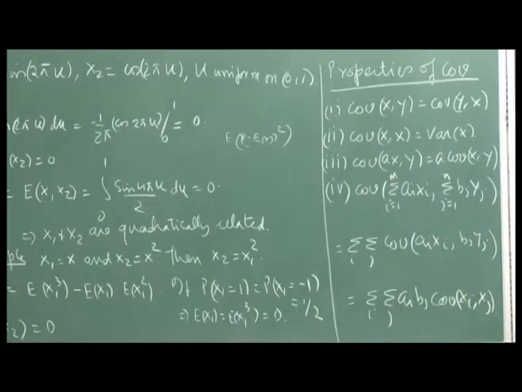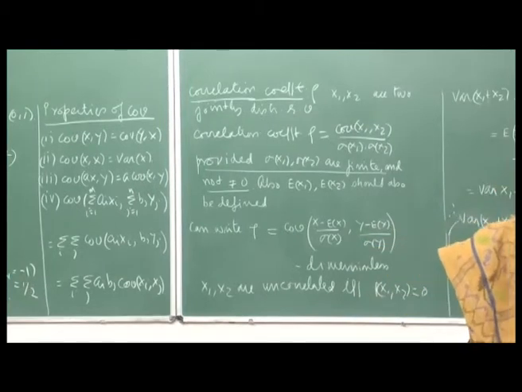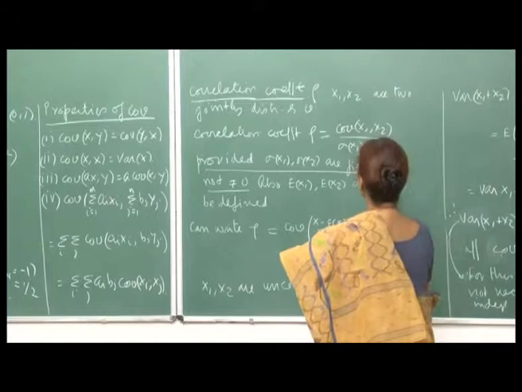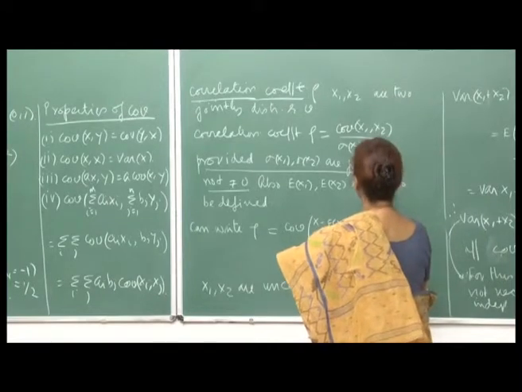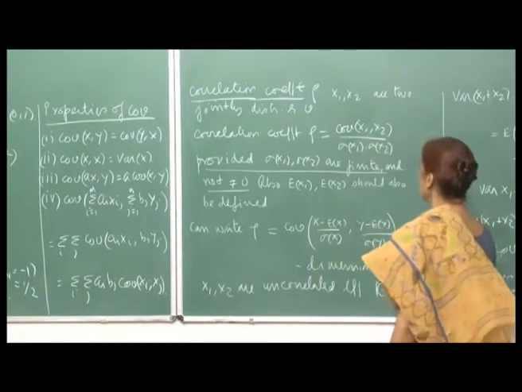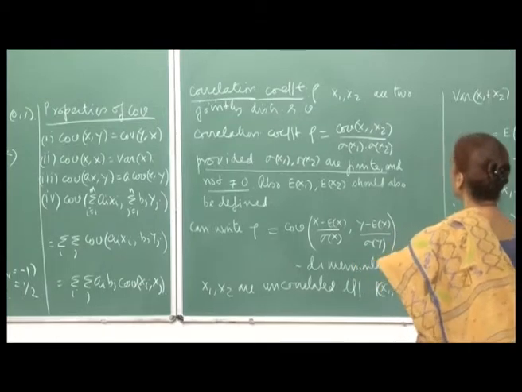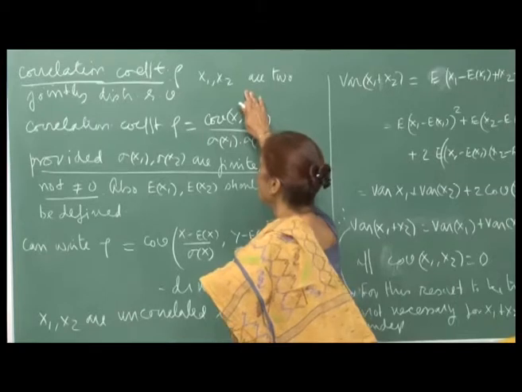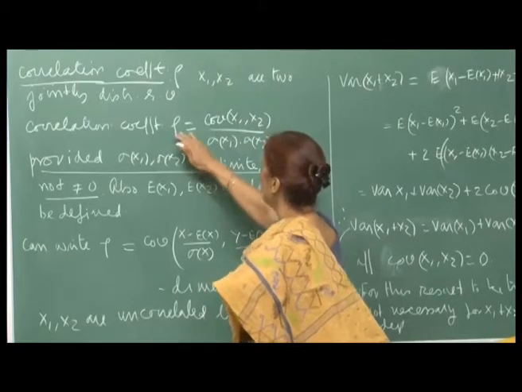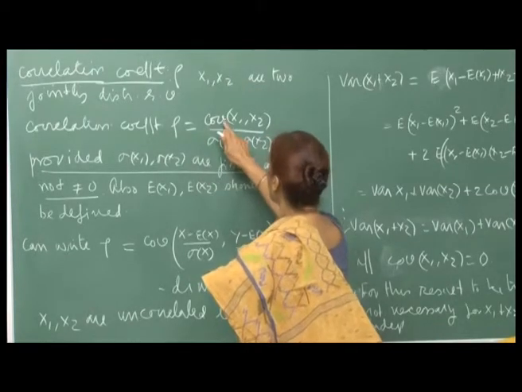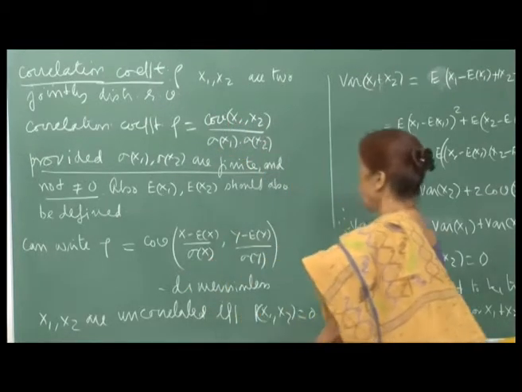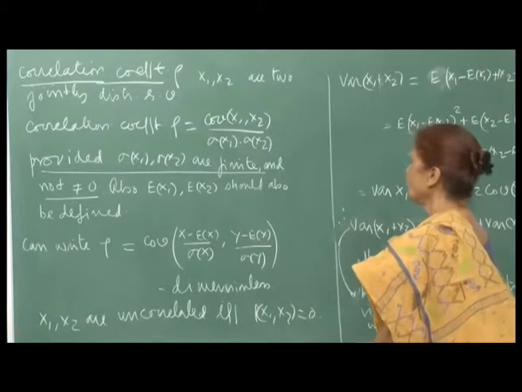Now, the moment you define the covariance function, you immediately have defined the correlation coefficient rho, and we will see the implications and the usefulness of this parameter. So, if x 1 and x 2 are two jointly distributed random variables, then the correlation coefficient rho is covariance of x 1 comma x 2 divided by sigma x 1 into sigma x 2.